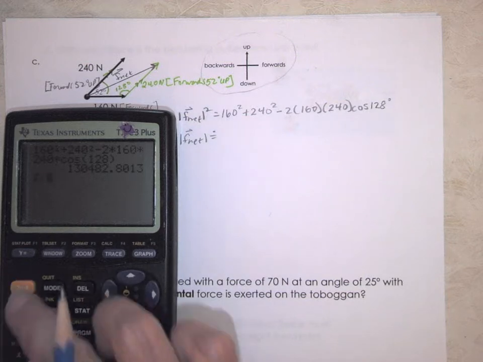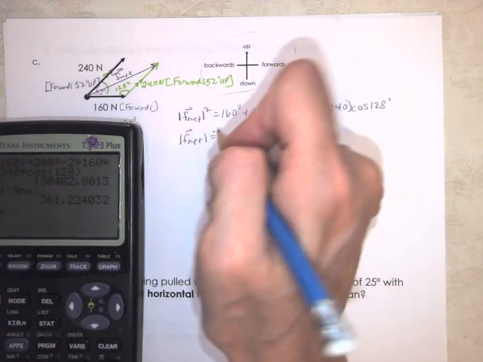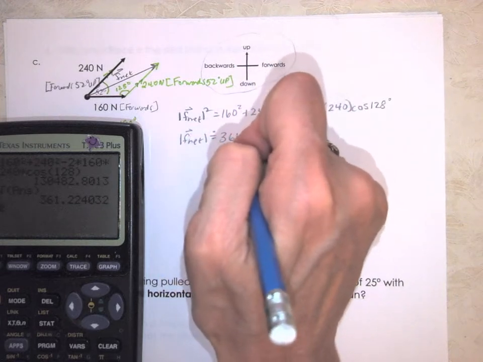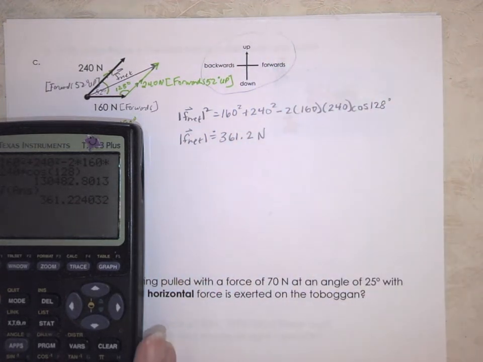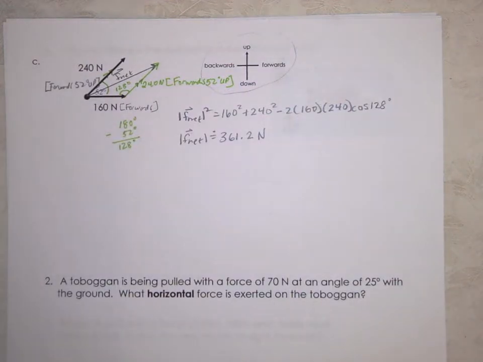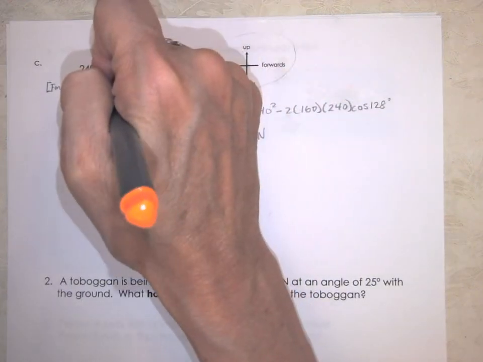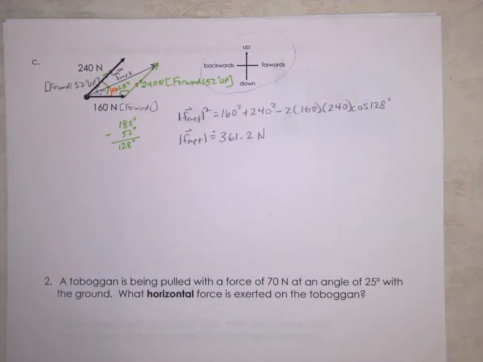And then square root, approximately 361.2 newtons is my net force. And then I also need the angle, and the angle I'd be interested in is from forwards to F net. There's my theta in there.